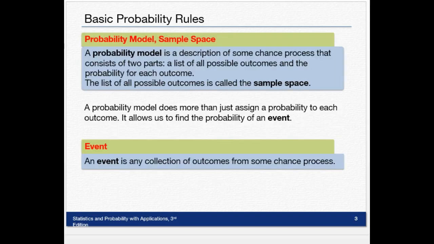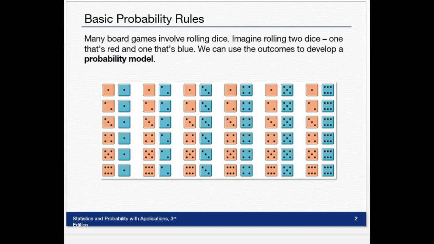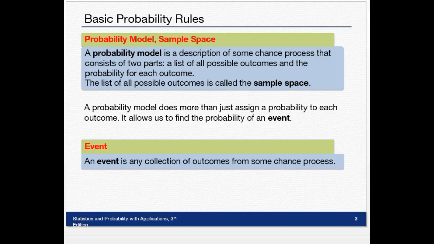It's a description of some chance process that consists of 2 parts: a list of all possible outcomes and the probability for each outcome. The list of the possible outcomes is called the sample space. So actually what we have here is the sample space. This is not the full model because we don't have the probability of each outcome listed. Okay, so that's the sample space.